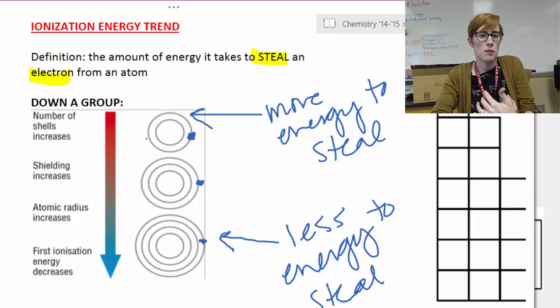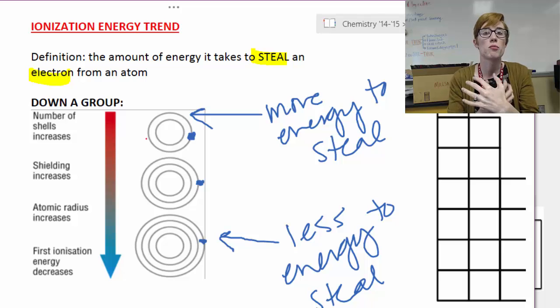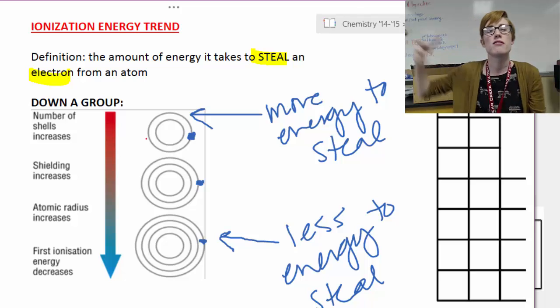If I was playing football, I would hold the football really close to me, and I'd wrap my arms around it, my hands around it to have a lot of force, right? A lot of pull on the football. It's much harder to steal an object that is close to you because you have more force pulling on it than if it was far away from you. It's much easier to steal.